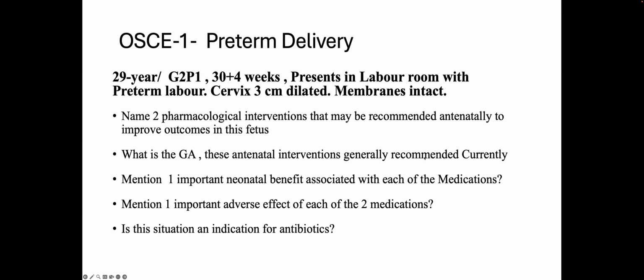So you have a 29-year-old G2 P1 mother who is around 30 plus 4 weeks, and she presents in a labor room with preterm labor. Her cervix is 3 centimeters dilated, and the membranes are yet intact. So in this scenario, what would be the two pharmacological interventions that may be recommended antenatally to improve outcomes in this fetus?